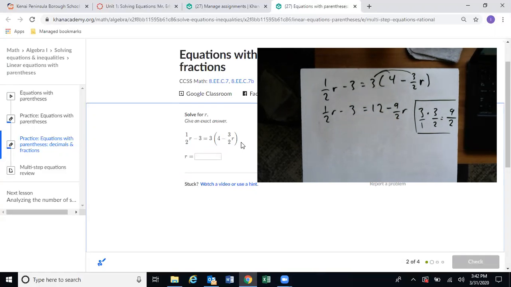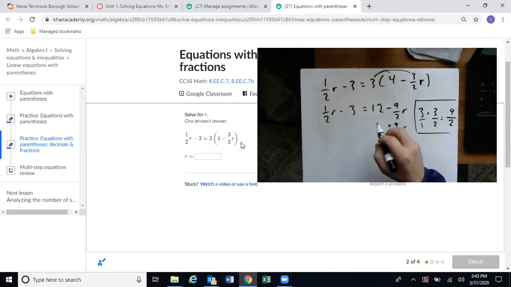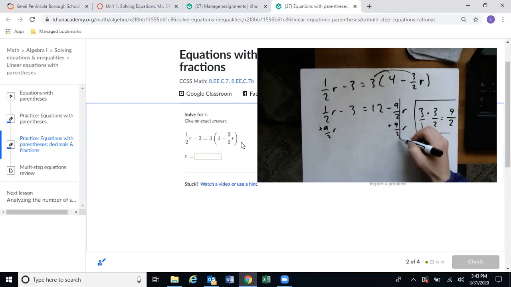All right, and then I have the rest of this equation, this left side of the equation. Now we're going to solve this just like we did with that last set, where I need to get the variables on the same side of the equation. So I've got a positive 1/2 and a negative 9/2. I'm going to add 9/2 r. I have to add that whole term to both sides of the equation. Whether I'm subtracting or adding, I add the whole term. So let's add 9/2 r. That cancels out.